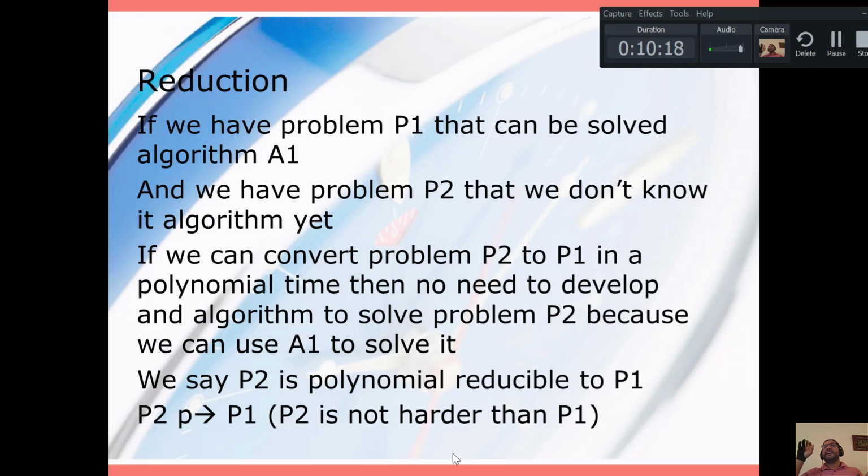Basically, we are saying that B2 is not harder than B1. Basically, B2 is either easier than B1 or the same complexity. Okay, so if we have two problems, one that I have the solution for, and another one that I don't have the solution for, if I can convert the second one to the first one, then I can use the first one's solution to solve the second one. So this is basically what we are talking about.